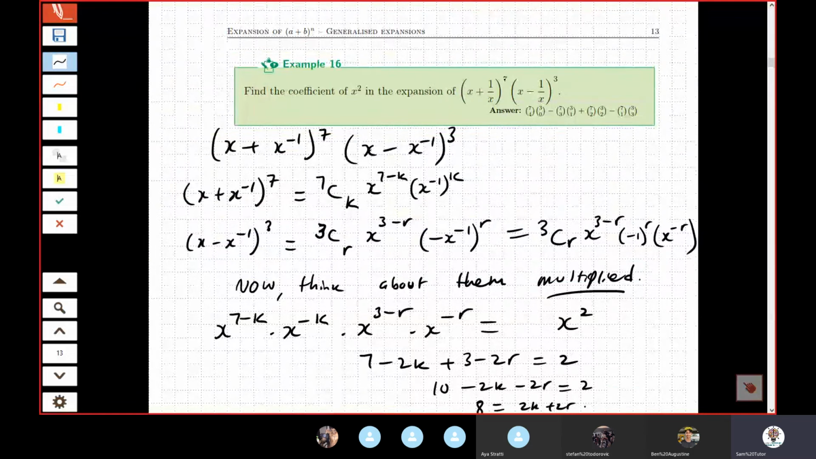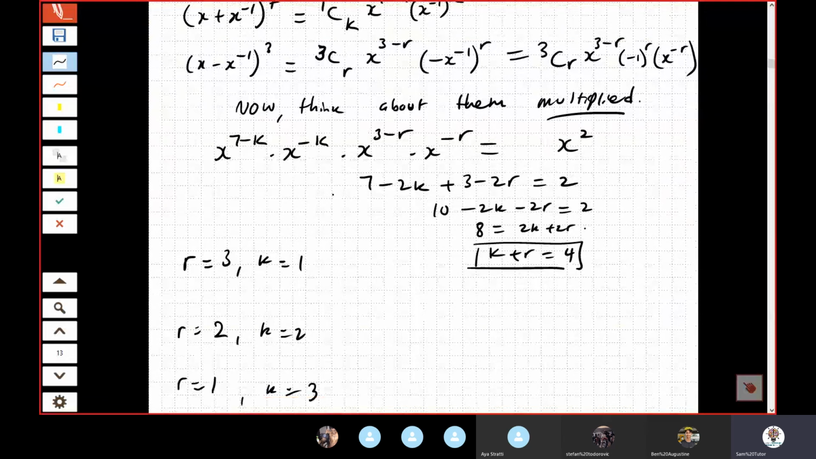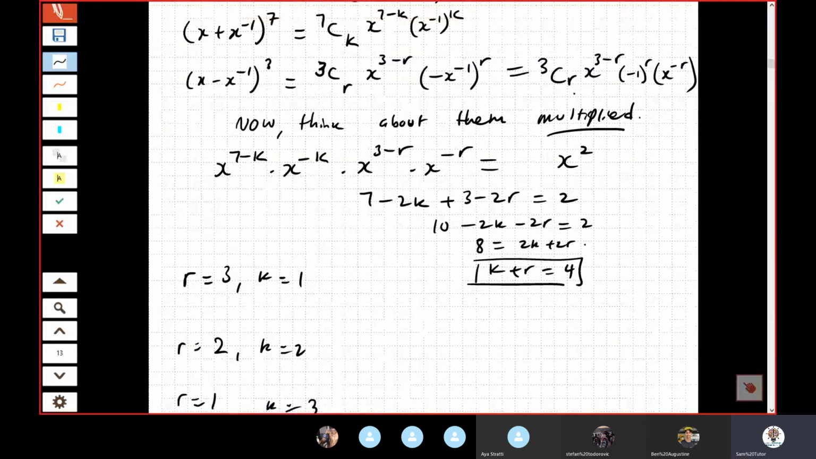Think about the expansion of this to the power of 7. Think of the expansion of this to the power of 3. And then think about this as quick as anyone's going to do it. So r equals 3, k equals 1. Okay, and that's it. R equals 3, so sub it into here. So that becomes 3 choose 3, negative 1 to the power of 3, times, k is 1, 7 choose 1. That's it.